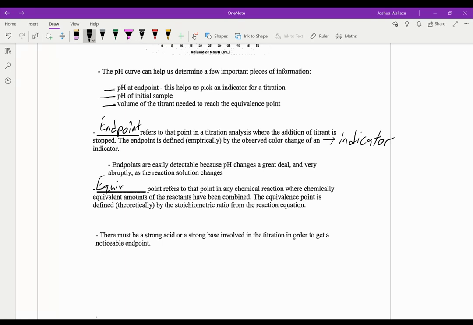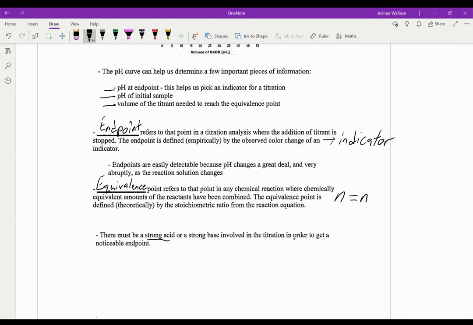Equivalence point refers to that point in any chemical reaction where chemically equivalent amounts of the reactants have been combined. So the equivalence point is essentially about moles equal to moles. All right. The equivalence point is defined theoretically by the stoichiometric ratio from the reaction equation.